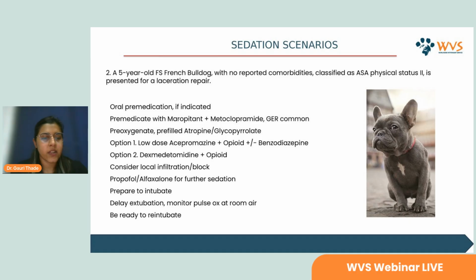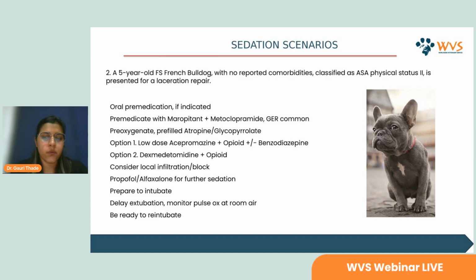With all brachycephalic breeds, you need to monitor their pulse oximetry at all times, and always keep a lower size of the ET tube ready. If you intubate them, you should keep them on 100% oxygen and be ready to ventilate them if they need. If you do intubate them, then the extubation should be delayed. Monitor pulse ox at room air before extubation.